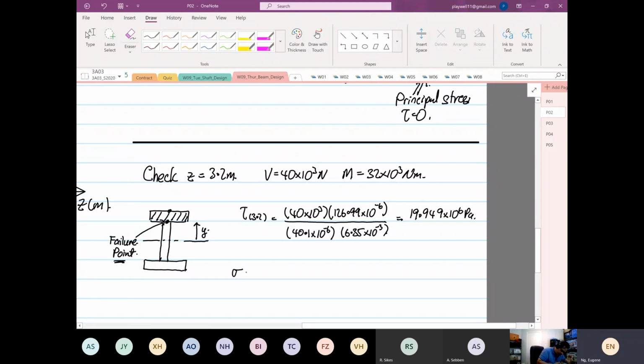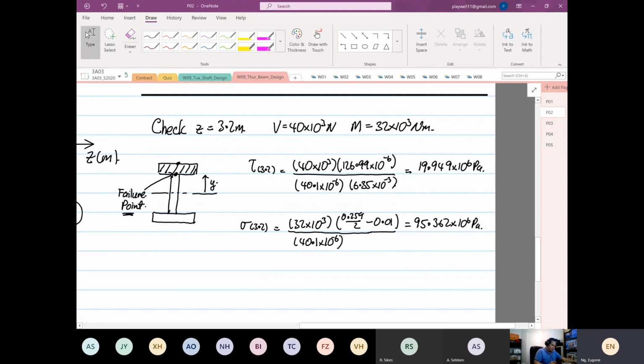And then your normal stress at 3.2 is equal to 32 times 10 to the power 3 divided by your I value, 40.1 times 10 to the power minus 6. You calculate where the failure will occur. So this will be equal to 0.259 divided by 2 minus 0.01. So 32 times 10 to the power 3 times 0.259 divided by 2 minus 0.01, divided by 40.1 times 10 to the power minus 6, is equal to 95.362 times 10 to the power 6 Pascal, right? So the problem with this is at Z equal to 3.2, that's not the principal stress.